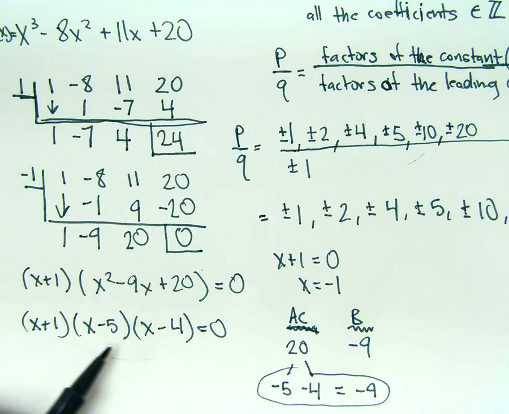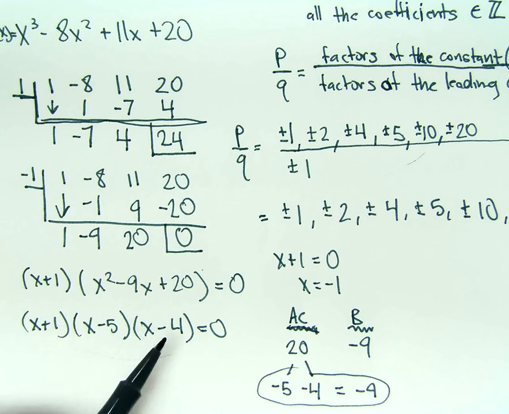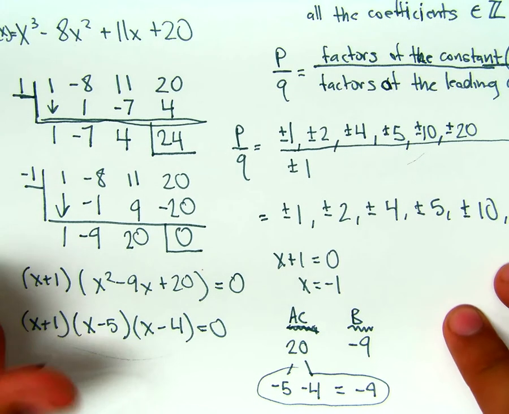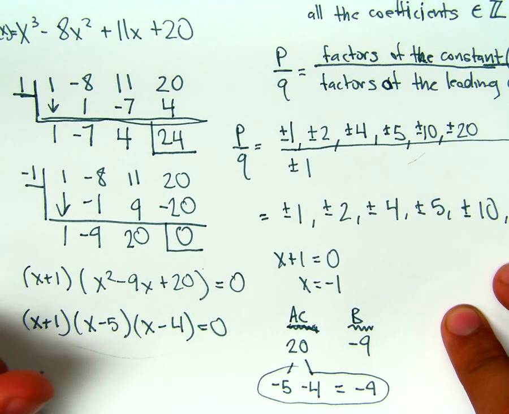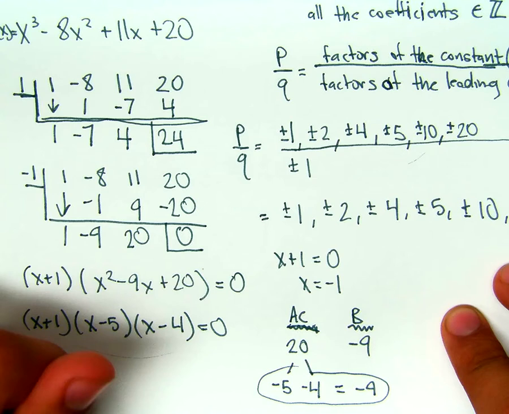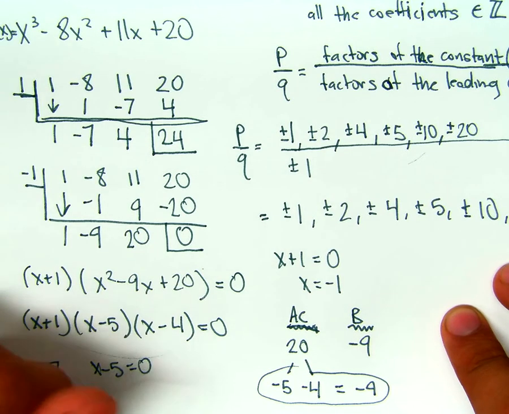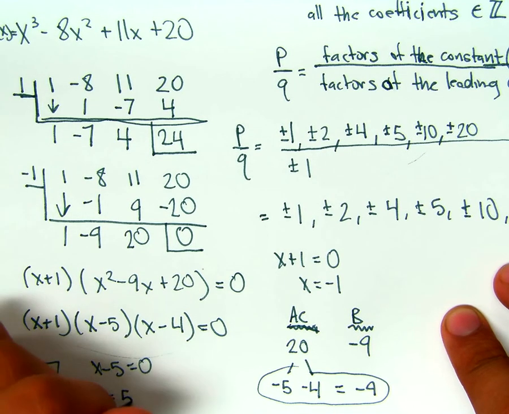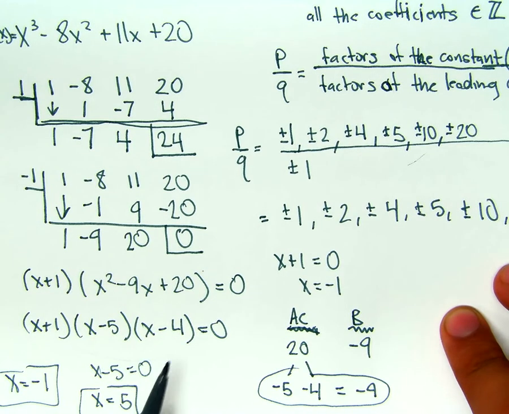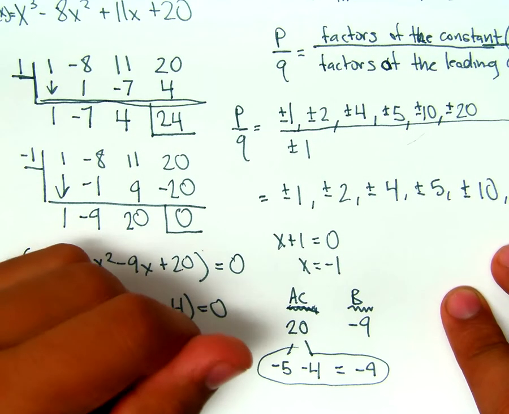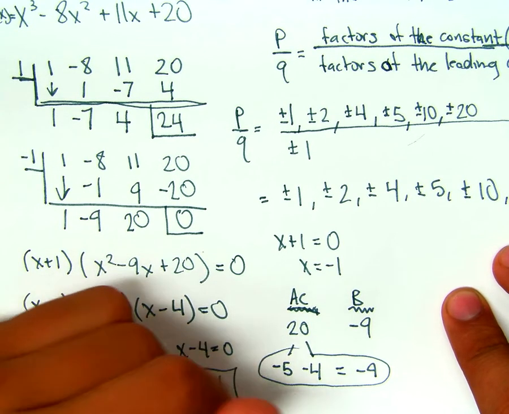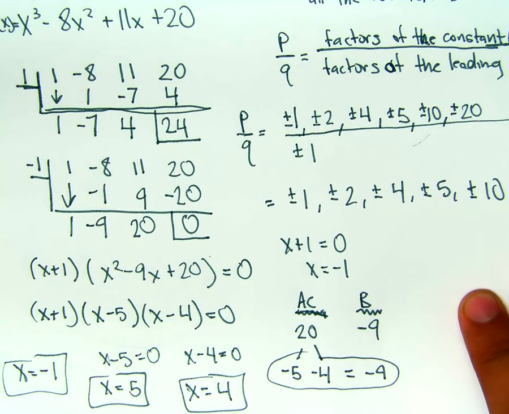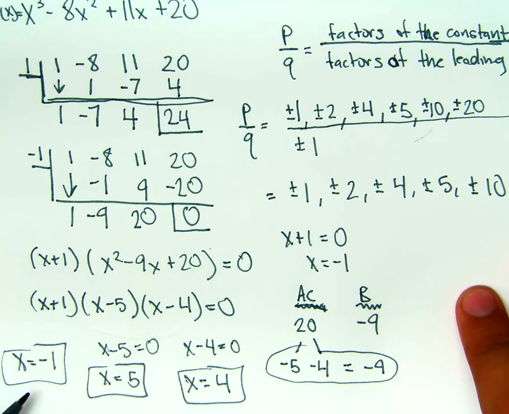We can set these equal to 0. Very good. We already know what this one is, x plus 1. That's the one we found earlier: x equals -1. Then we set x minus 5 equal to 0. Just add 5 to both sides, we get x equals 5. And then x minus 4, when we set that equal to 0 and solve for x, we'll get x equals 4. And these are our 3 solutions, or zeros.